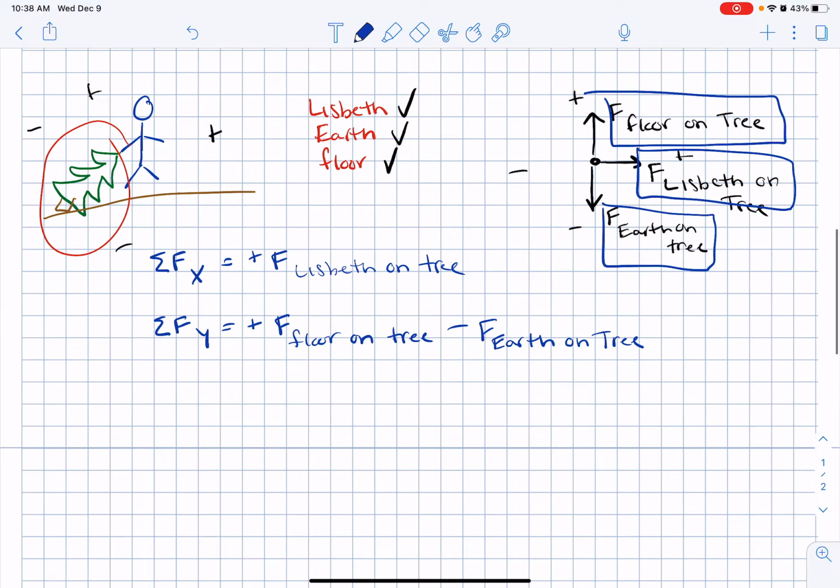So that's our video on how to draw a force diagram and write a sum of the forces statement.